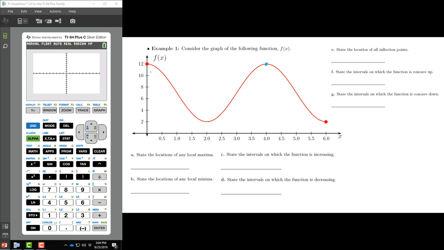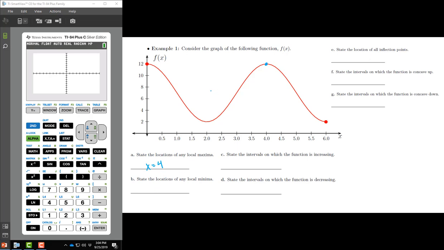Now my graph starts right here at 12, and you might think, well, that kind of looks like the top of a hill, but because there's no other side to it, we're not going to call that a local maximum. That's just our starting point for this graph, and so the only local max would be here, and it looks like that's happening at about x equals 4, so we'll put that as our answer for part A.